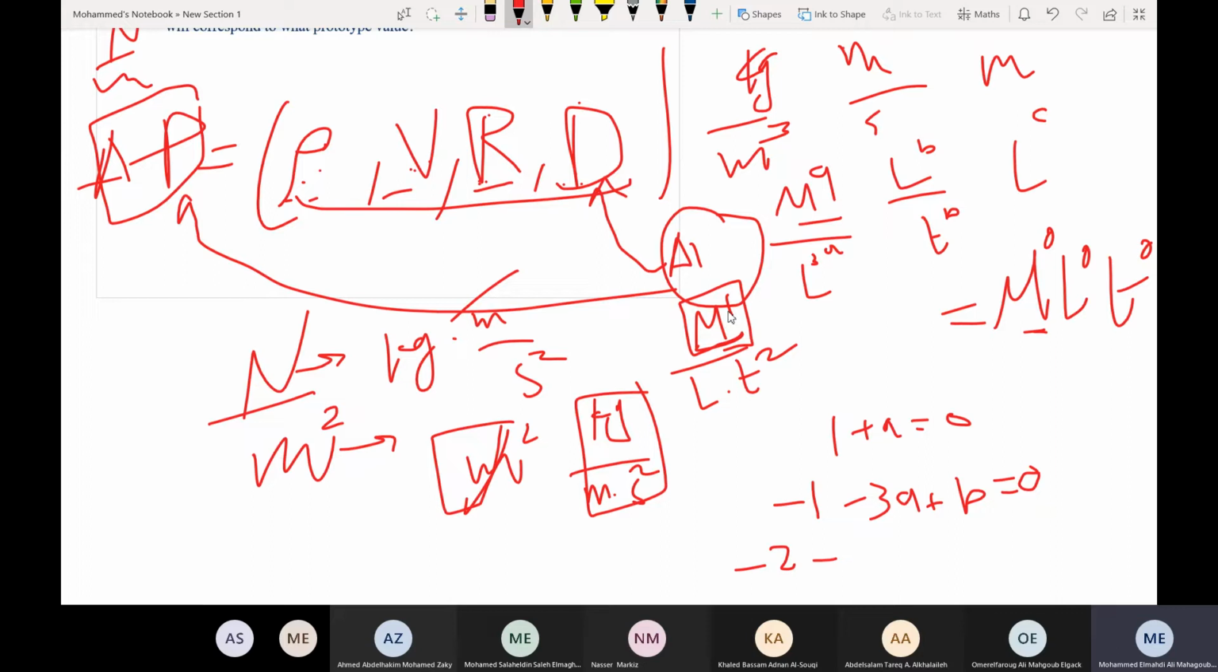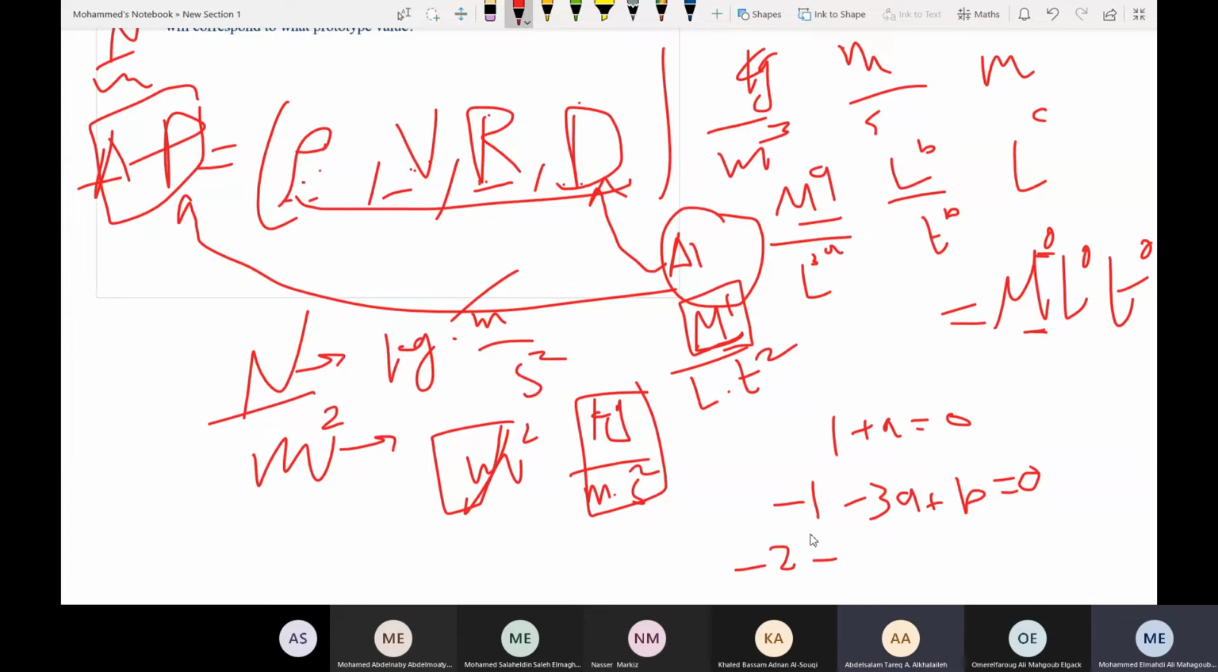First dimension, mass. Here we have one, multiplied by mass to the power A, so plus A. When we multiply, we add the powers. Here, one plus A plus... Okay, one plus A. Do you find any M here? M here, M here? No. So it's M to the power 0, equal to 0.